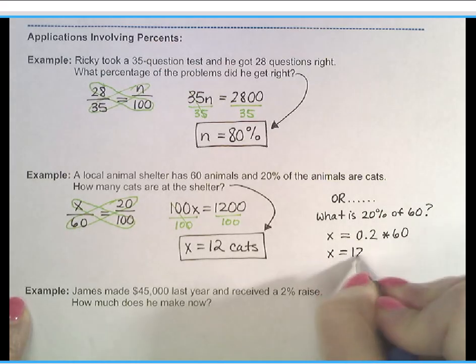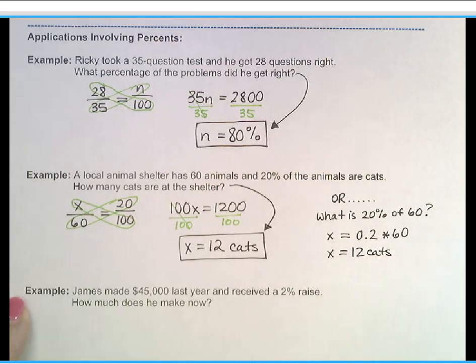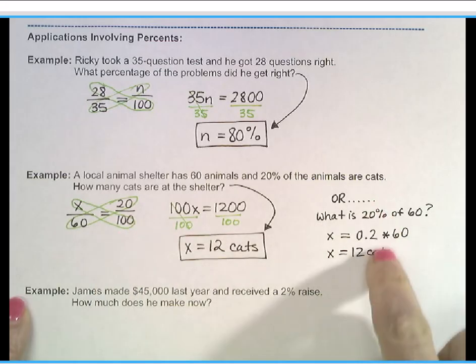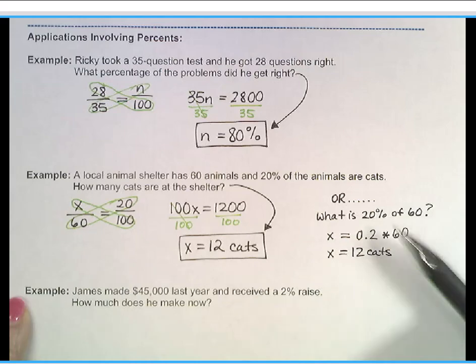So you can either set it up like a proportion or you can set it up where you just translate it straight into math. But if you're going to use this method over here, you have to be able to come up with this question, because that question is what we're translating. What is 20% of 60? That's what we were trying to find out. So two ways to work that problem.